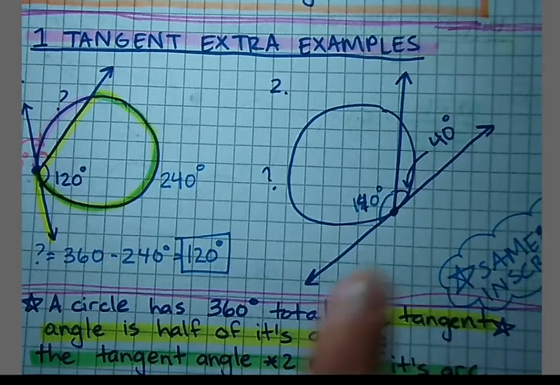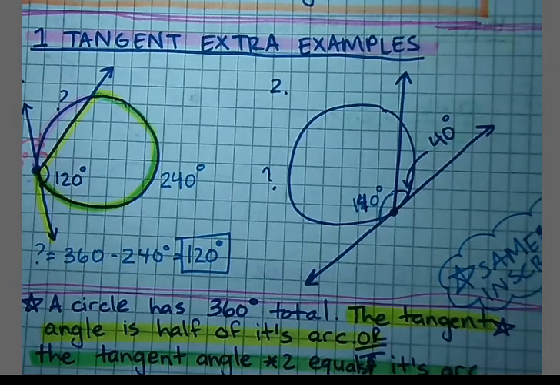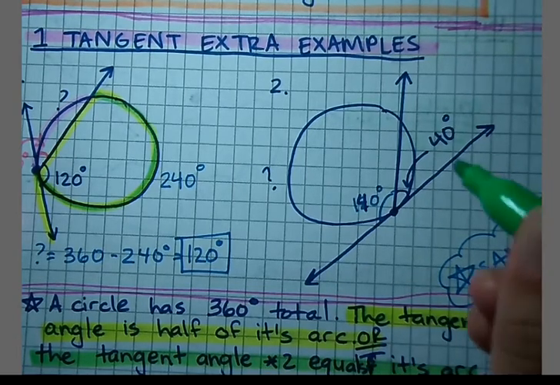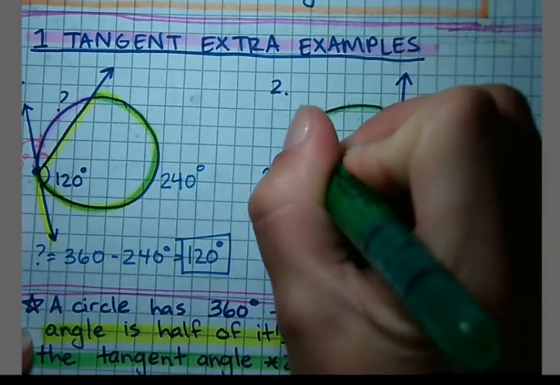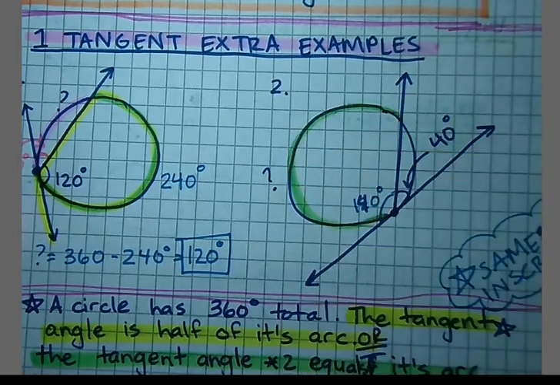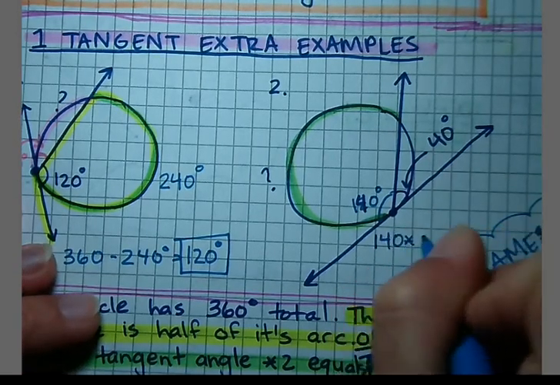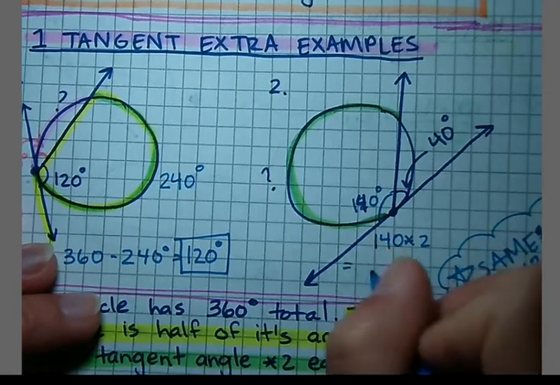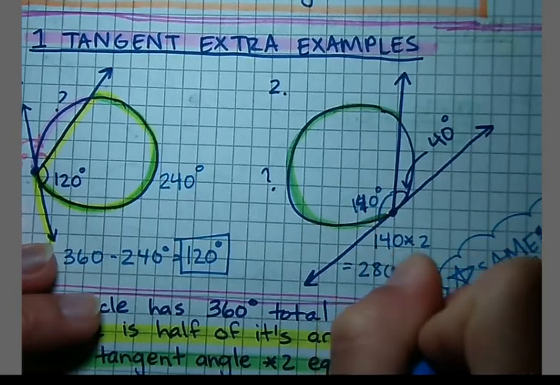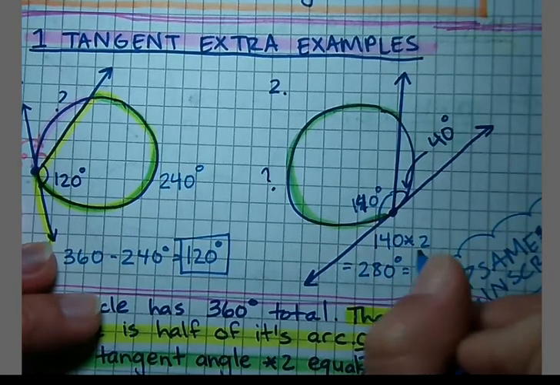So if I know that this angle is 140, if we look at the arc that it creates, it's this, which is exactly what the question mark is asking for. So then we just do 140 times 2, which would give us 280 as the question mark.